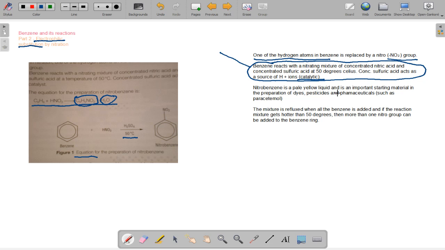Nitrobenzene is a pale yellow liquid and is an important starting material in the preparation of dyes, pesticides and pharmaceuticals such as paracetamol. Good old paracetamol, good for those headaches. The mixture is refluxed when all the benzene is added, and if the reaction mixture gets hotter than 50 degrees, then more than one nitro group can be added to the benzene ring.